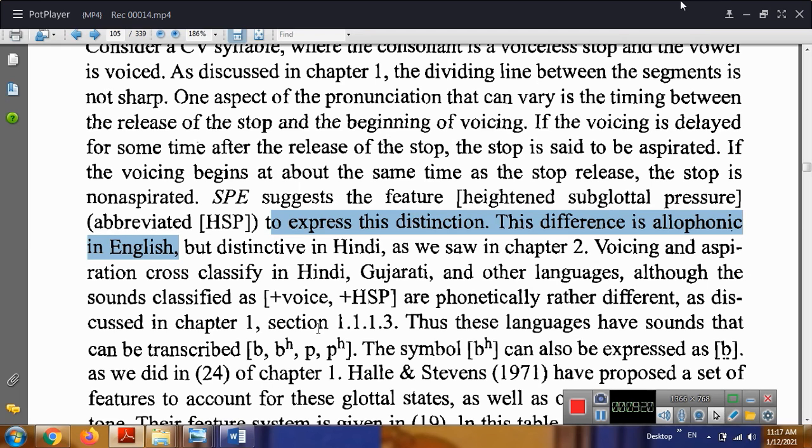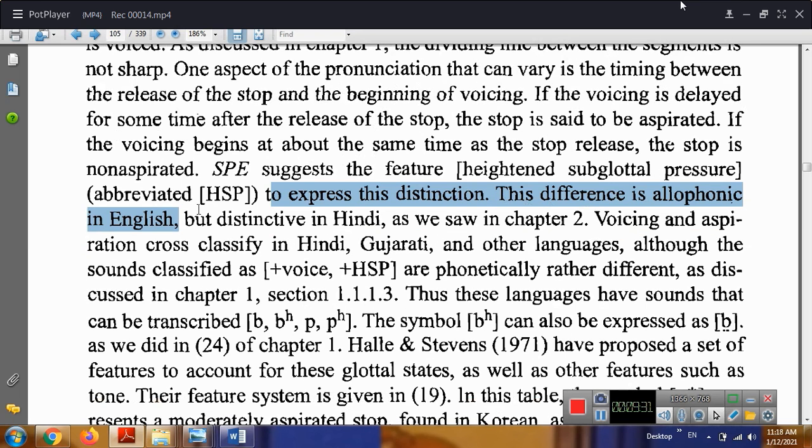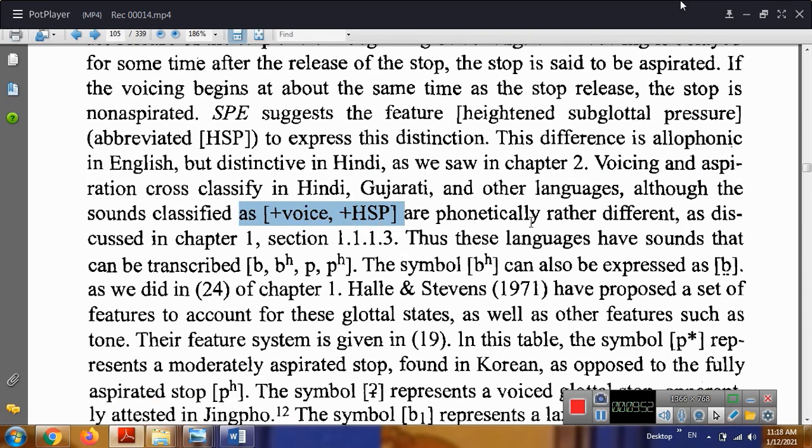In Hindi, two sounds are separated from each other and are different in meaning just because of the aspirated form of that sound. Voicing and aspiration cross-classify in Hindi, Gujarati, and other languages. Also, the sound is classified as plus voice plus HSP. Therefore, HSP is a distinctive feature in Hindi, and it should be referred to for the description of sounds in Hindi.